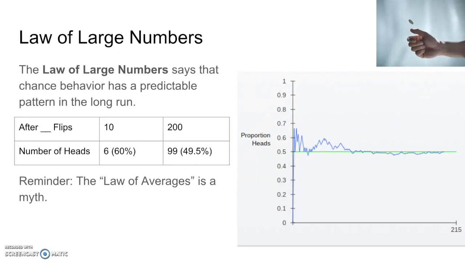The law of large numbers, when calculating probability, says that chance behavior has a predictable pattern in the long run. If you flip a fair coin, as I did in a simulation which I graphed here, you may start off with more heads than tails in the first 10 flips. But if you continue flipping, the percentages of tails and heads flipped come closer to its expected value, 50-50. The point is, probability focuses on long-time frequency, not what happens in the short run.